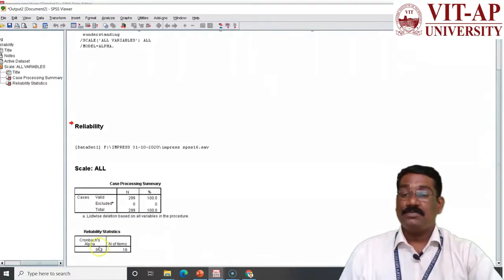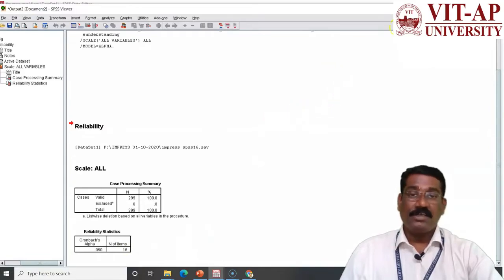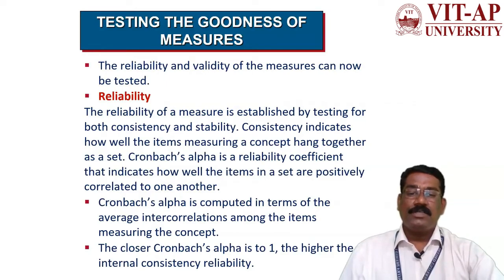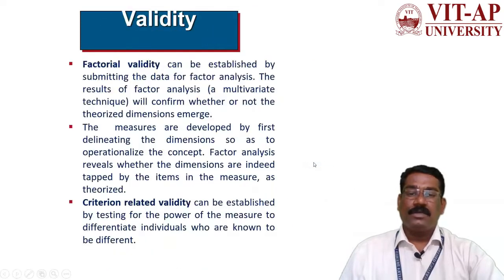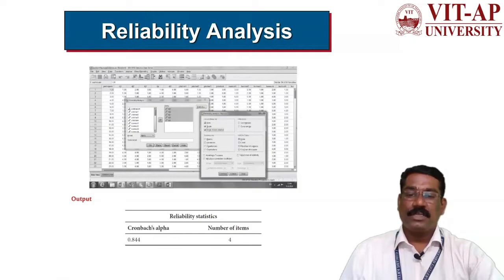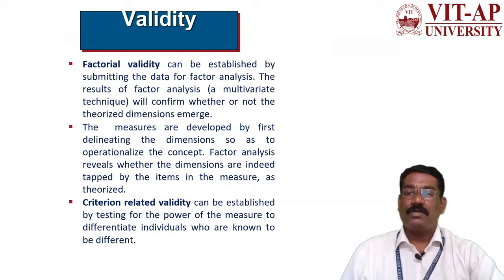You can see the reliability is 0.950, which is excellent for the 16 items. So we can see that the internal consistency is met using this test for this particular data and the instrument. I have demonstrated this, and there is one output I have shown you here. Next, let's talk about the next component, called validity testing.